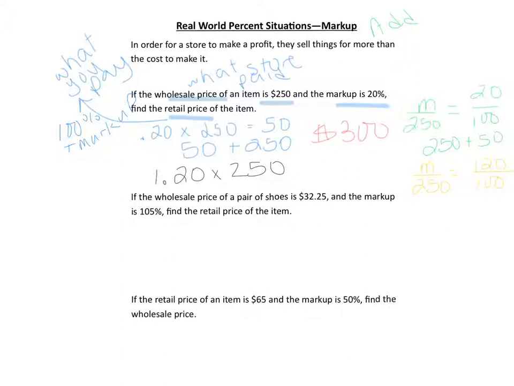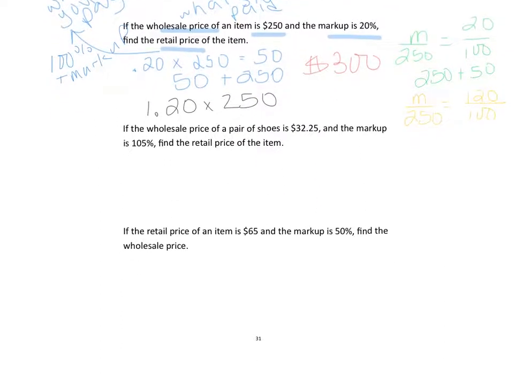Let's take a look at the second one. If the wholesale price of shoes is $32.25 and the markup is 105%, find the retail price of the item. All right, so wholesale is that. That's your markup price. Markup percent, find the retail price.